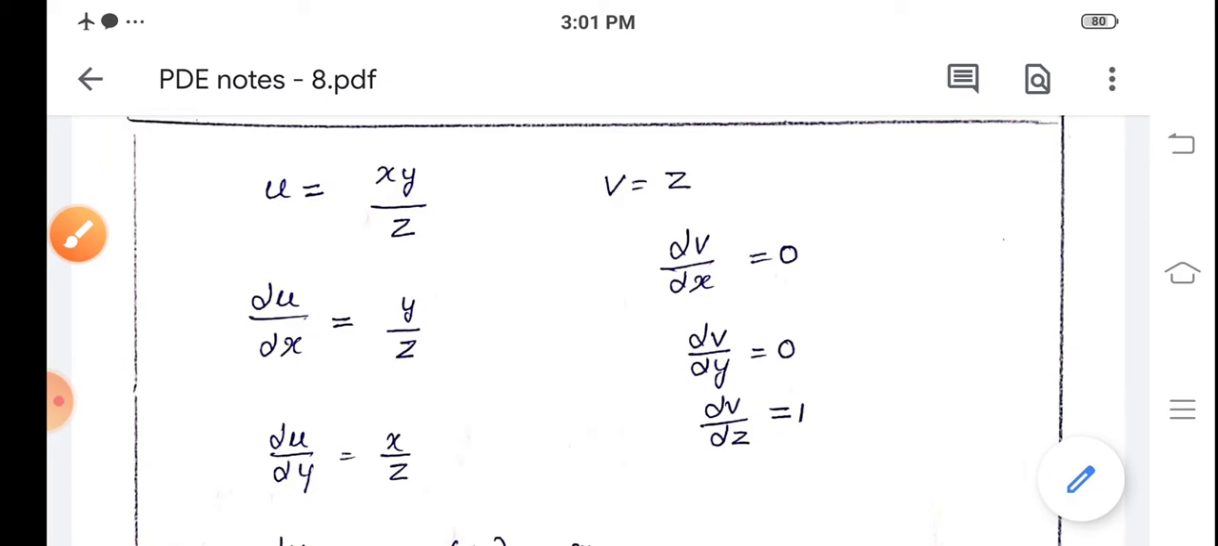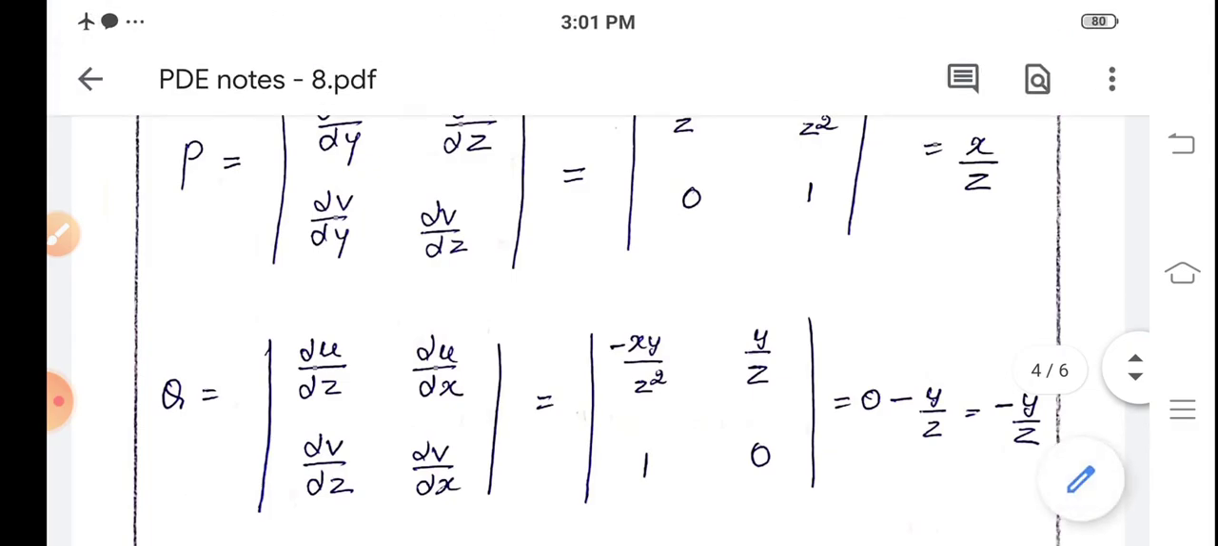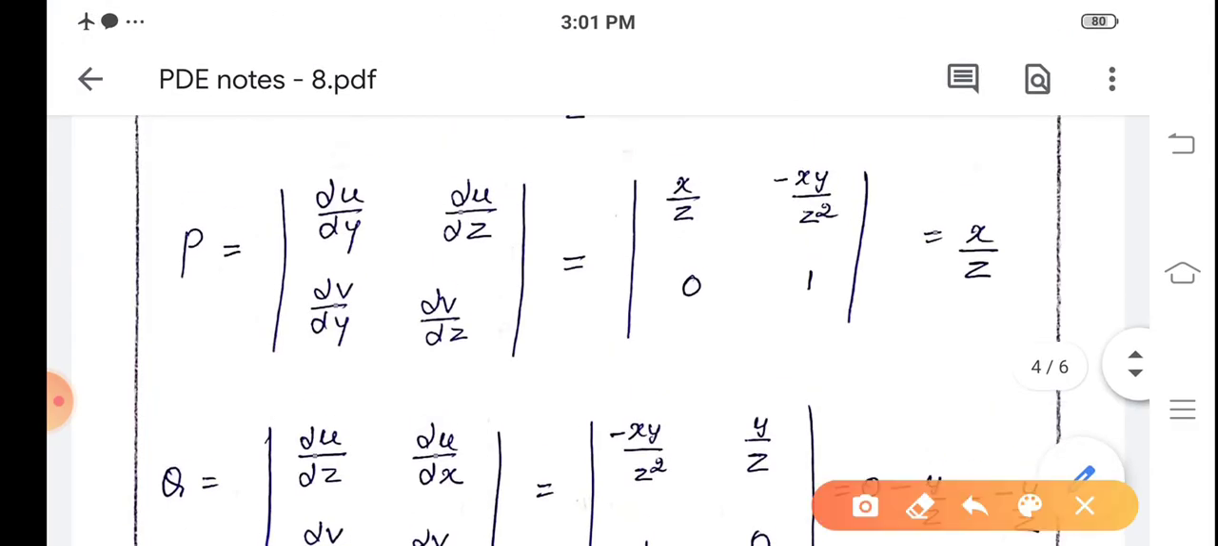Partial derivative of v with respect to z is equal to 1. Okay, then we will substitute these values in the formula. P is given by determinant ∂u/∂y, ∂u/∂z, ∂v/∂y, ∂v/∂z. That will be determinant x/z, -xy/z², 0, 1.